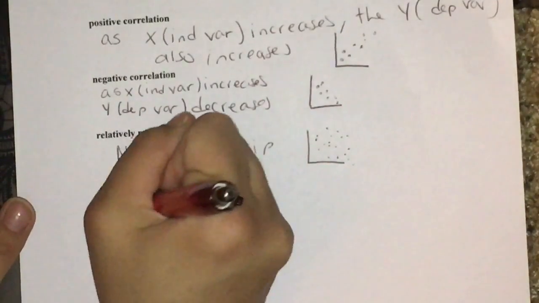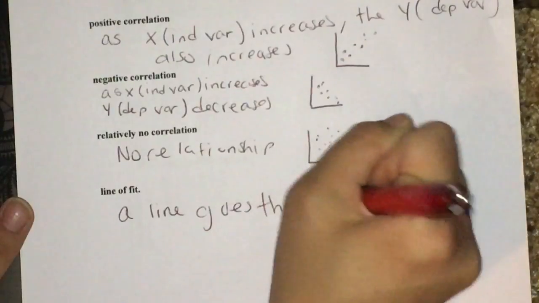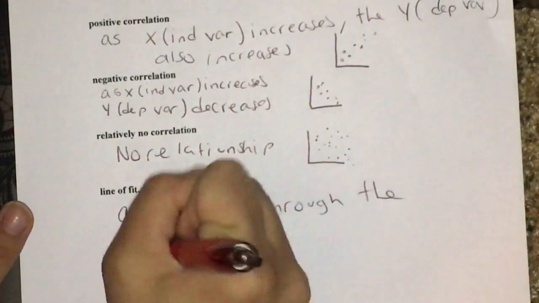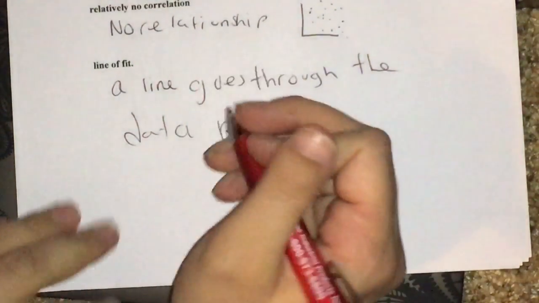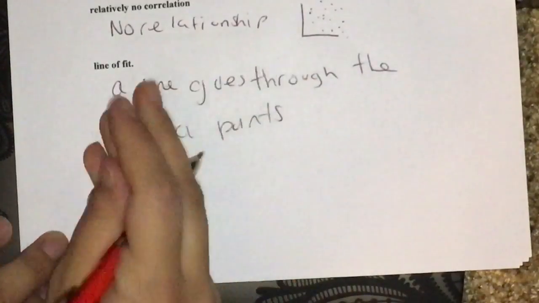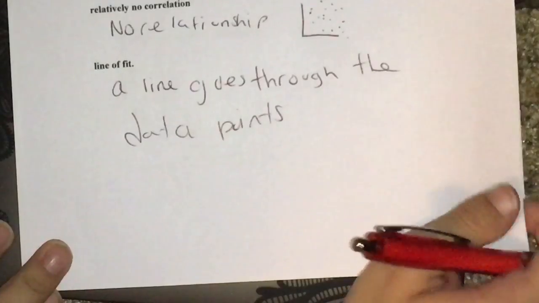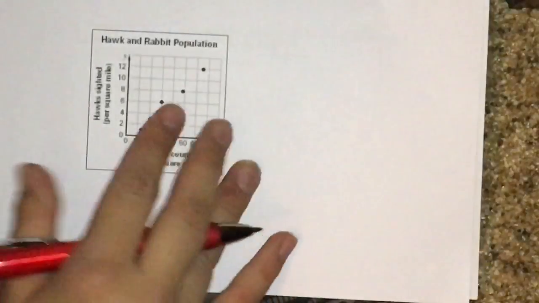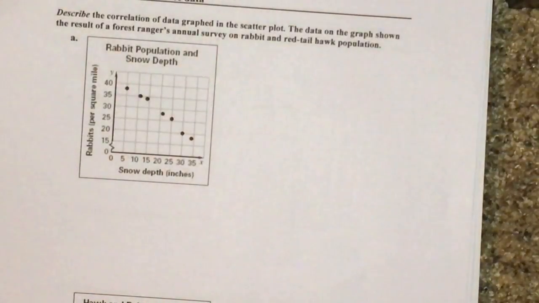Line of fit is a line that goes through the data points. Generally, when you're drawing your line of best fit, you want your line to split the data in half, so have an equal amount of data points on each side, but also it should go through at least 2 points of data.